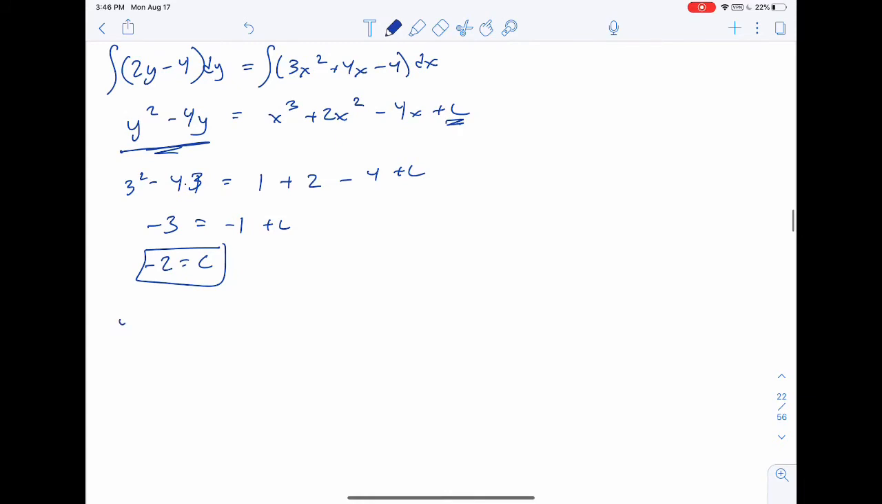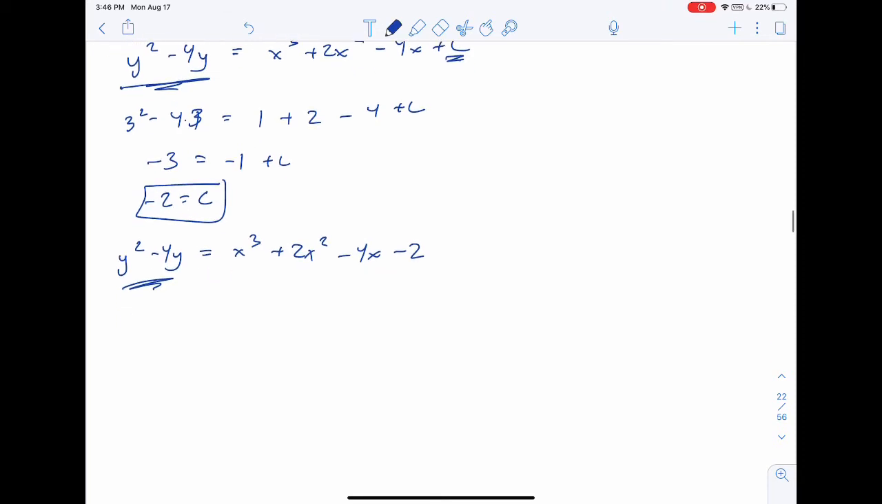Good. So what I have is y squared minus 4y is equal to x cubed plus 2x squared minus 4x minus 2. Now this is an implicit solution, but do I actually have an explicit solution? And the answer actually is yes. I need to solve this for y, and you can do a couple different techniques here. I think the easiest is just going to be to complete the square, but you could treat this as a quadratic where all of this stuff was the c. If that sounds terrifying, it's because it kind of is.